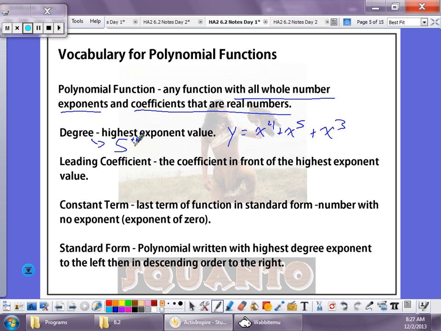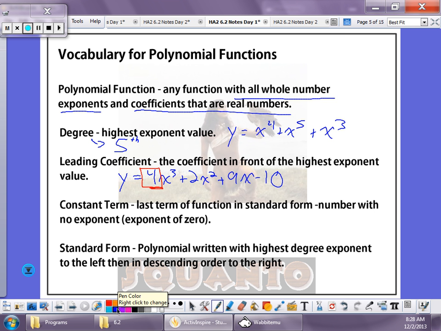Okay? The leading coefficient is the coefficient in front of the highest exponent value. So, for example, if you had 4x to the third plus 2x squared plus 9x minus 10, the leading coefficient is the constant in front of the highest degree. So here the cube is the highest, so my leading coefficient would be 4, a positive 4.